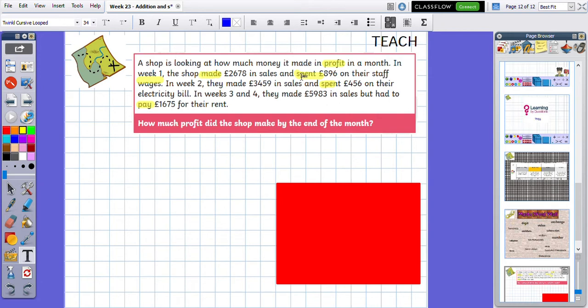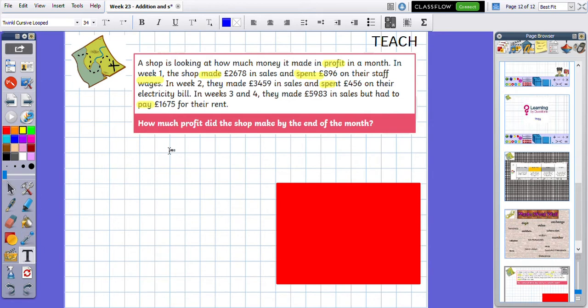And then spent, this is when they're paying out for bills. So staff wages, the people that work for them, they would have to pay them. They would have to give some of the money they made to their staff so that they continue to work. And then we've got electricity bill. Again, that's another cost that a business would have to pay, to have the lights on and the tills and things like that. And then we've got pay rent. When we pay rent, that means we are paying to be in that building. Okay, so now that we know that, we can have a look at how to do it.